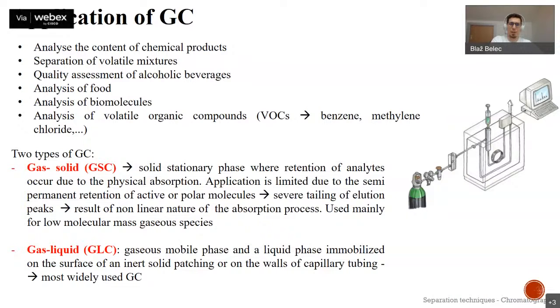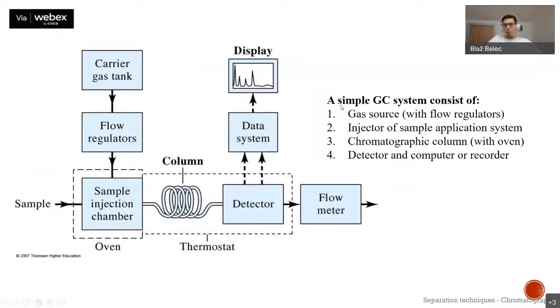We can distinguish between two types of gas chromatography. So gas solid, here we got gas mobile phase and solid stationary phase. On the other side, we got gas liquid. Here we got liquid stationary phase. So liquid is immobilized on the surface of the inert solid inside the tube, so our column inside. So the second one is the most used one. The gas solid can be used for low molecular mass gaseous species.